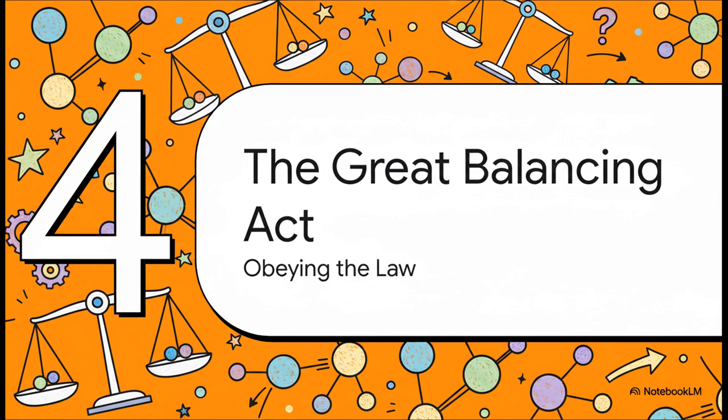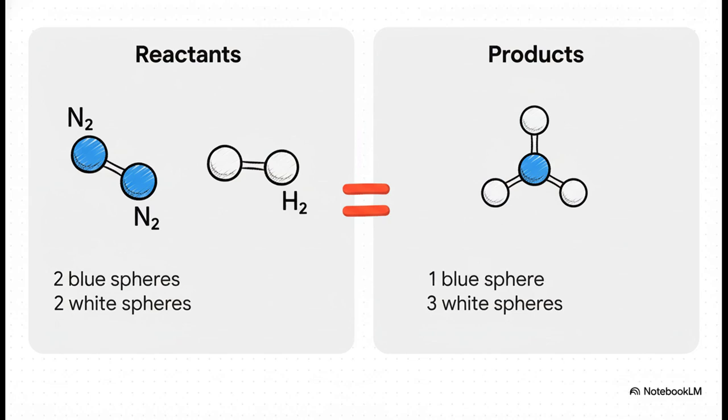This is kind of like the proofreading stage. It's where we make absolutely sure our chemical sentence obeys the law of conservation of mass. Let's just do a quick head count here. On the left side, the reactant side, we're starting with 2 nitrogen atoms and 2 hydrogen atoms, okay? But on the right side, the product side, we've ended up with only 1 nitrogen and 3 hydrogens. Uh-oh, the numbers don't match up at all.